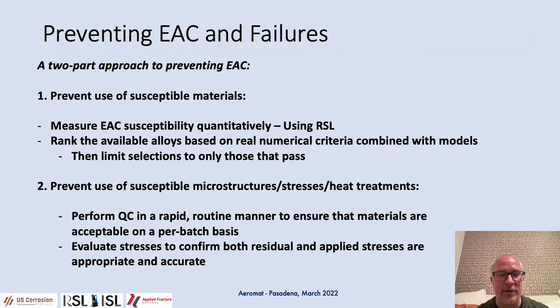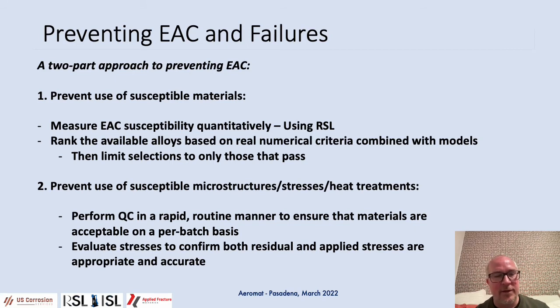So I really believe there should be a two-pronged approach to how we prevent environmental accelerated corrosion and failures. And the first is preventing the use of susceptible materials. So, for example, the Navy has done this extensively by using the step loading method to evaluate the susceptibility of all the different materials that they wanted to use. So they picked a wide range of high strength and corrosion resistant alloys, performed step loading, and then they were able to rank those different alloys based on real quantitative numerical criteria, and then that data can also be combined with modeling. They then limited the selections that they allow into use to only those that pass.